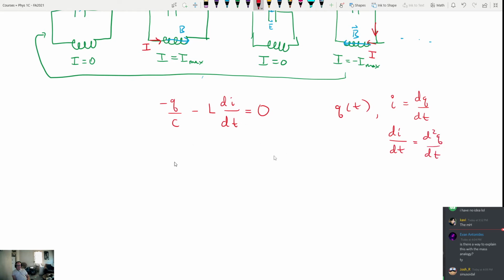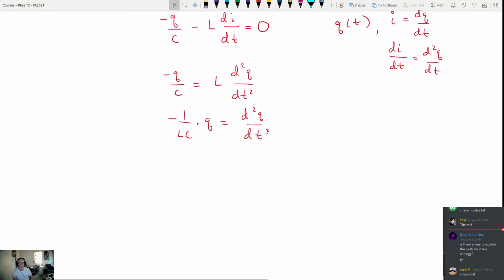So this whole equation can be written as negative Q over C is equal to L times, instead of di dt, I'm going to write this as d2q dt2. And now I'm going to move the L down to here, so that it says negative 1 over LC multiplied by Q is equal to the second derivative of Q with respect to time. And now we have this formula that has shown up in physics before.